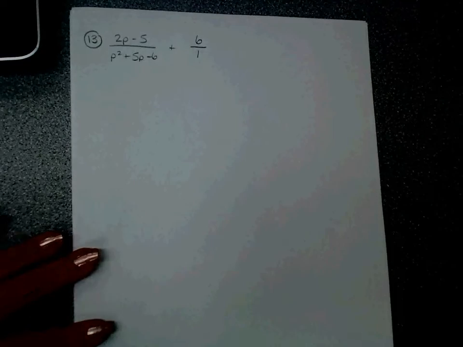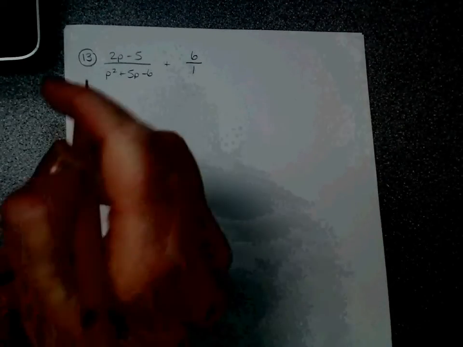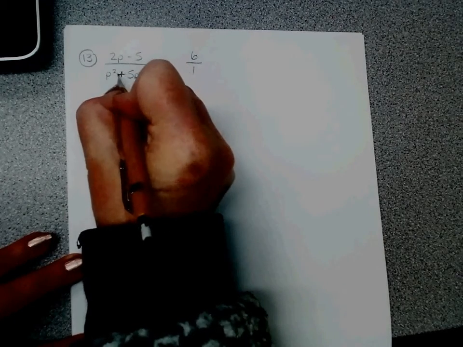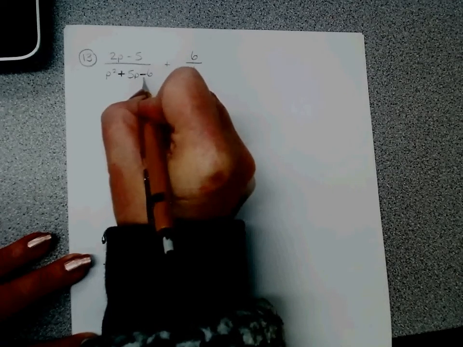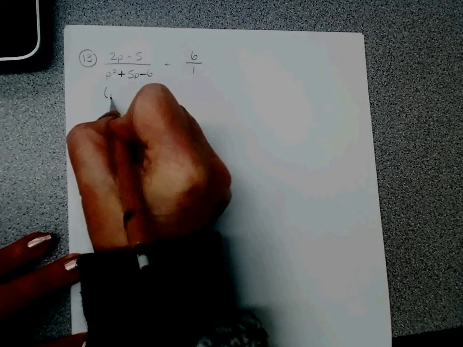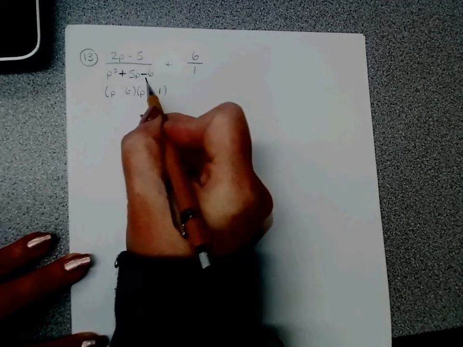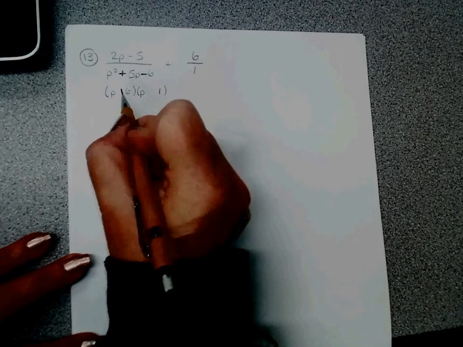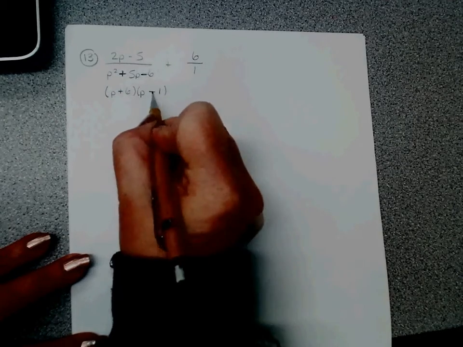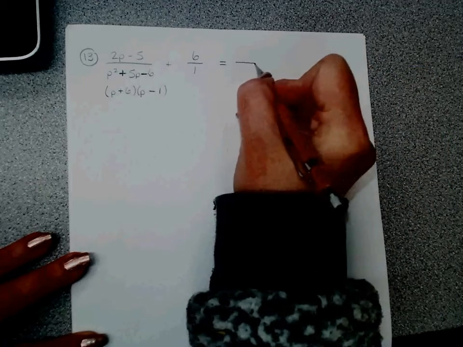Okay, to find the common denominator, I've got to factor my denominators. So I'm going to factor this. Two numbers that multiply to give me 6, but subtract to give me 5 would be 6 and 1. You can't use 2 and 3 because they add to give you 5, not subtract. I want a positive 5, so it's got to be a plus 6 and a minus 1. So my common denominator has to have everything that's represented on the bottom.